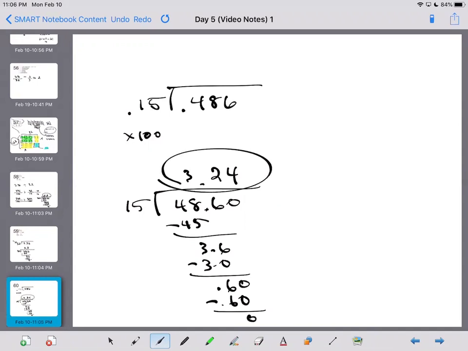Point I wanted to make there is that in the last examples, we were multiplying by 10 with the divisor. Here we needed to multiply by 100. Don't forget, you got to do the same thing with your dividend. So this concludes video 3, where we looked at multiplication and division with decimals.